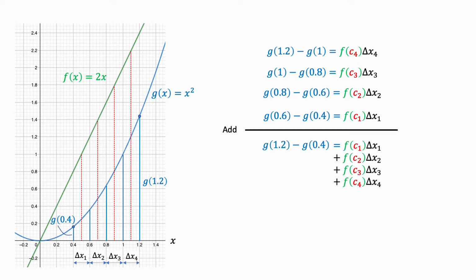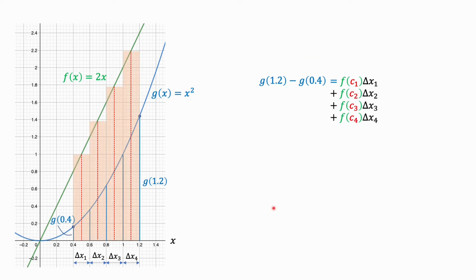Okay, let's add again. Now if you add, look what will cancel: the g(1) with the g(1), the 0.8 with the 0.8, the 0.6 with the 0.6. And you're left with the value of g at the endpoints, at 1.2 and 0.4. And now you have four terms. What do these four terms represent graphically? They represent areas. Which areas? The ones right here.